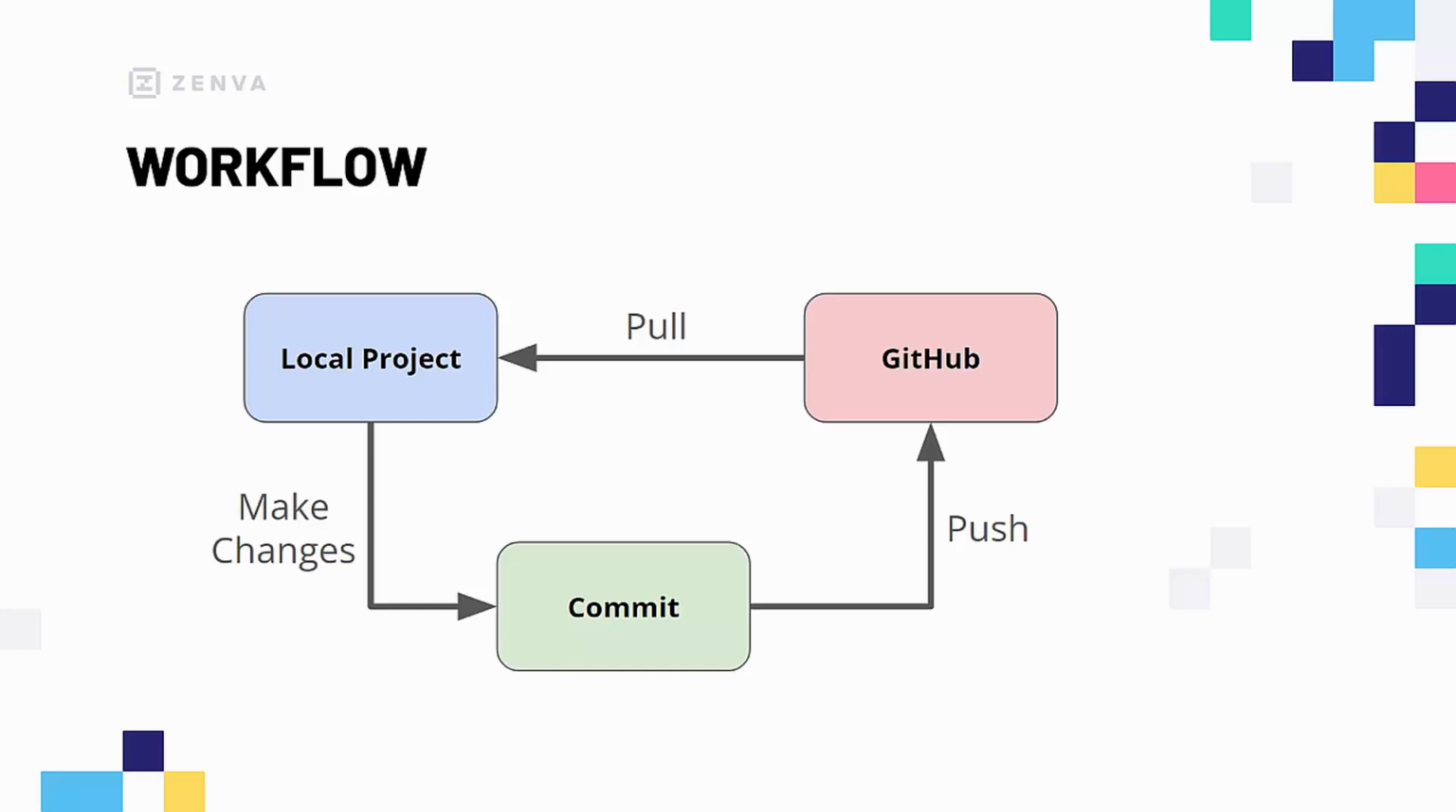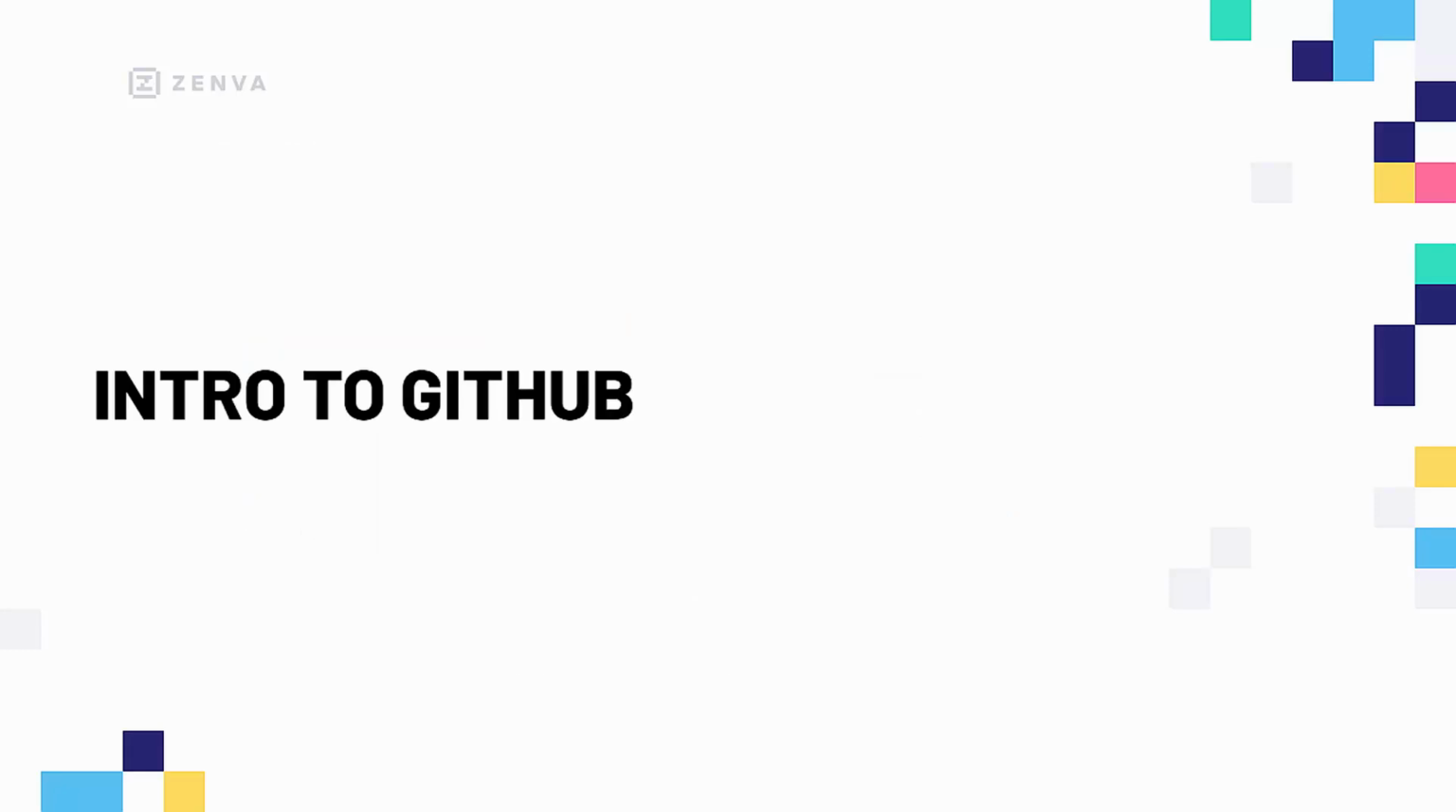And then on a new local machine, if we are just joining the project or if we want to be updated to the current version, we can then pull those changes from GitHub. Okay, so this is the basic system and how it works. Now, in the next lesson, we are going to be looking at how we can start creating a brand new repo on GitHub.